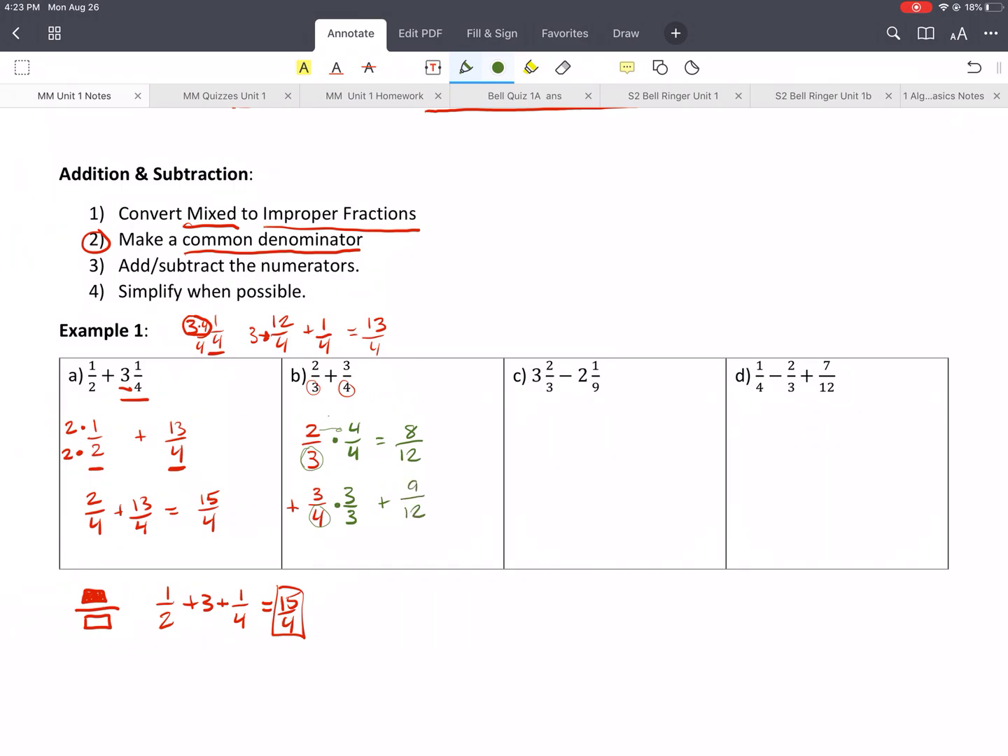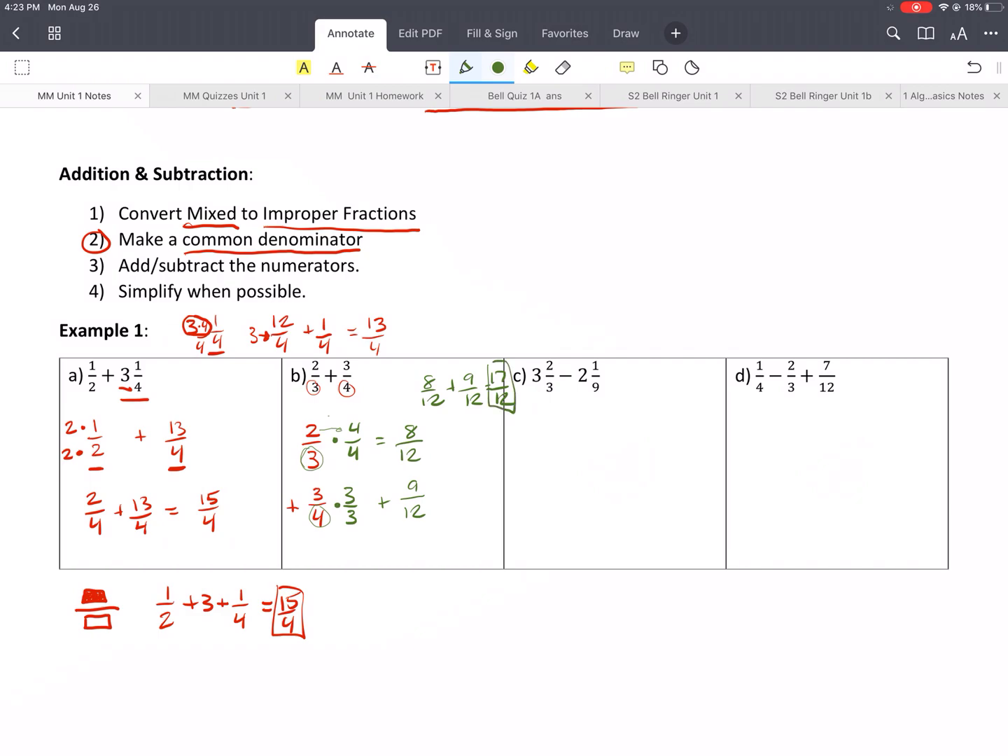Okay, so what is 9 plus 8? This is the same thing as 8/12 plus 9/12. That would end up giving you 17/12.